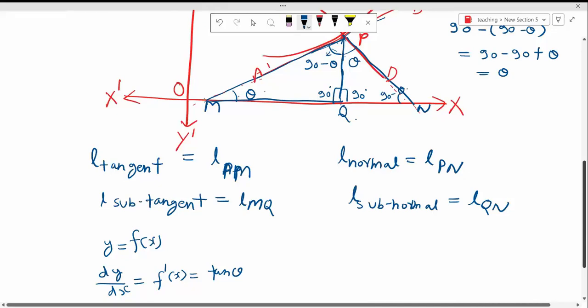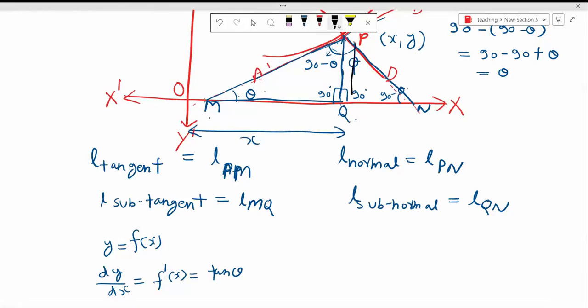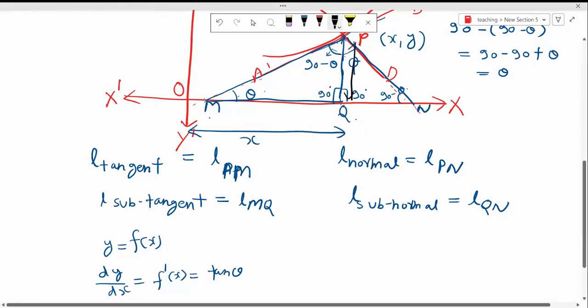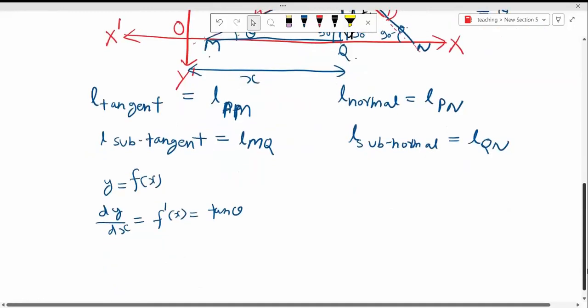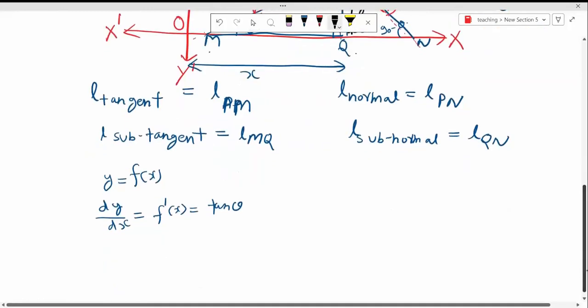We know that the coordinates of P are (x, y). Then the length from O to Q is x, and the length from P to Q is y. Let's find each value one by one. First of all, we find the length of the tangent.